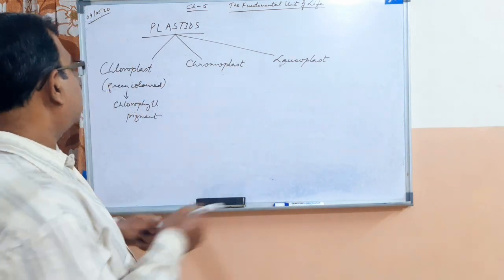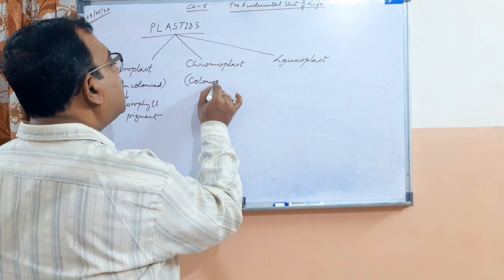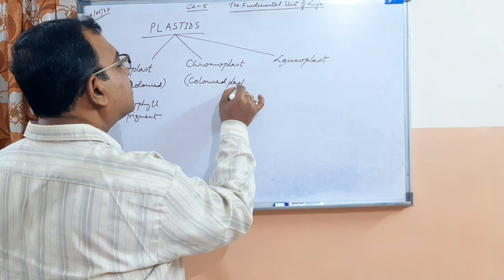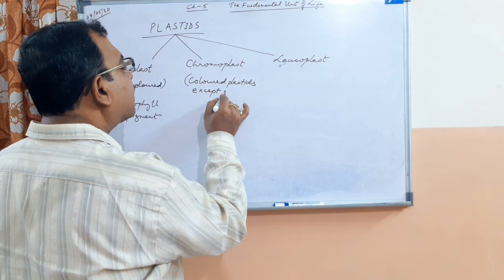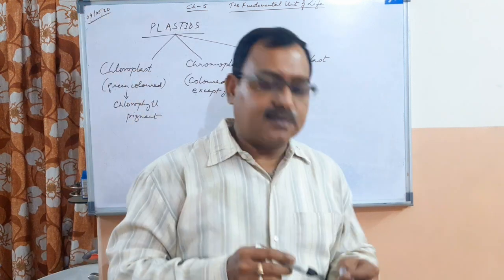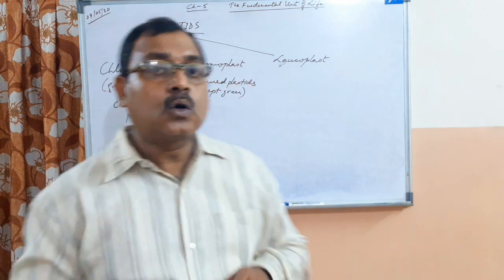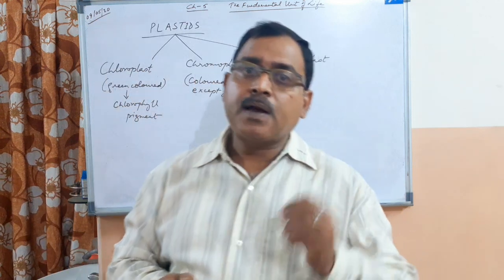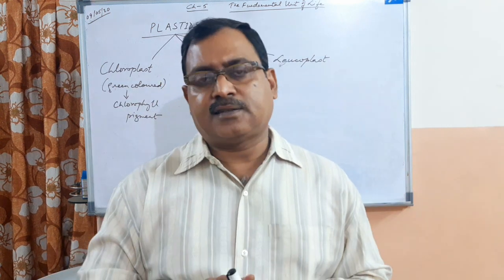Next is chromoplast. All colored plastids except green. They are called as chromoplast. So chromoplast helps in different coloration of various plant parts.